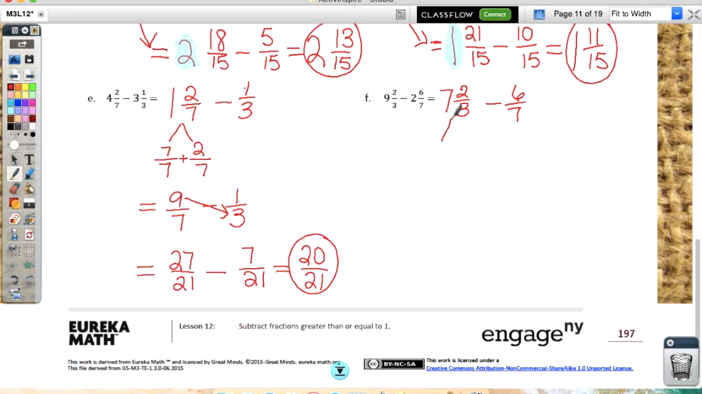So if I use 1 from the 7, right? What's that going to leave me? Okay. Write the 6 down so you don't forget. And 1 whole would be what right here? 3/3. So I've got 5/3 minus 6/7.